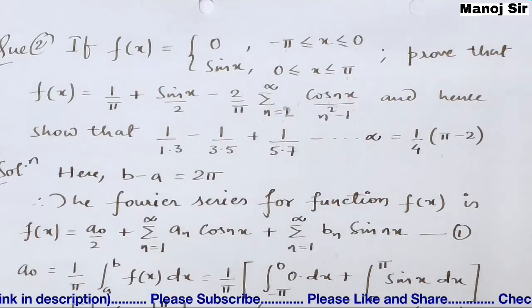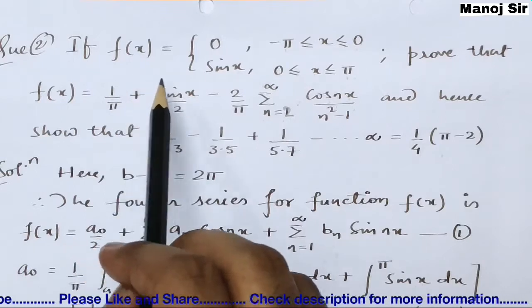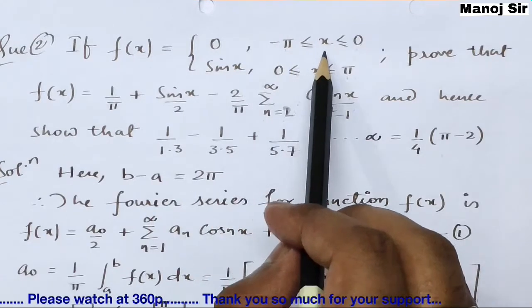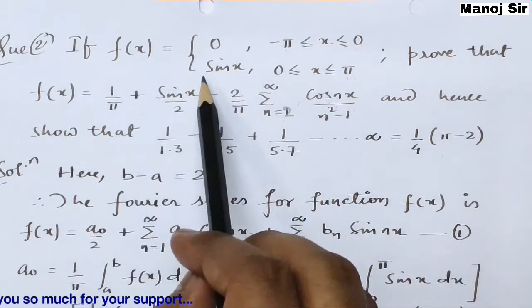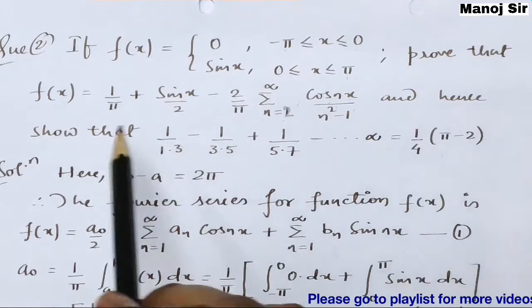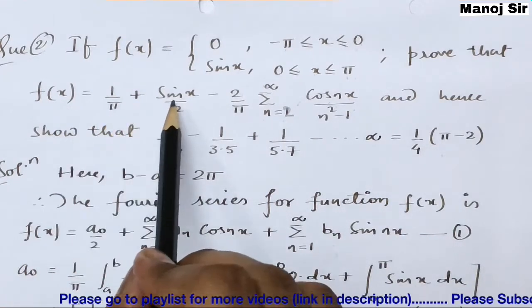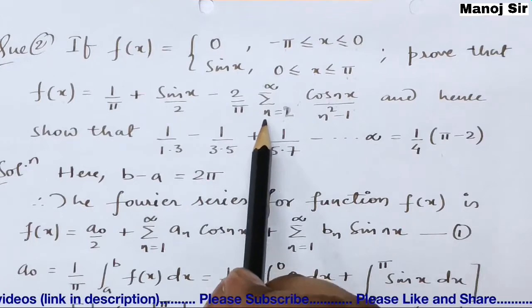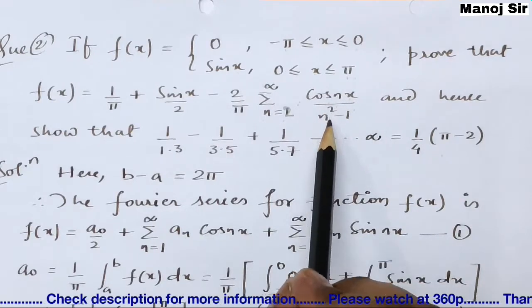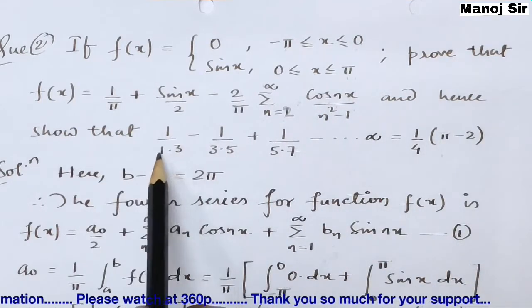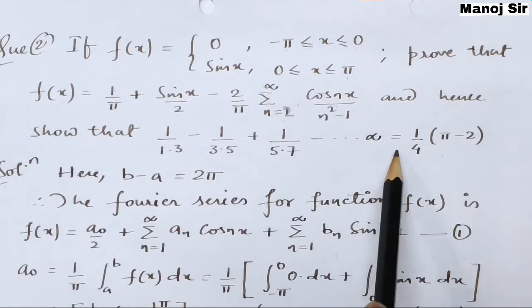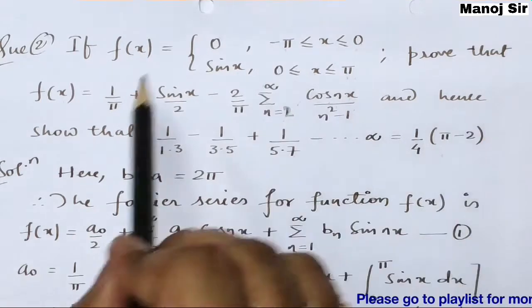Let us try to solve this problem. The question says if f of x equals, yes, here we have two functions: 0 when x varies from minus pi to 0, and sine x when the limit is from 0 to pi. Hence prove that f of x equals 1 upon pi plus sine x upon 2 minus 2 upon pi summation n equals 2 to infinity cos nx upon n square minus 1, and hence show that 1 upon 1 into 3 minus 1 upon 3 into 5 plus 1 upon 5 into 7 minus dot dot dot equals 1 upon 4 pi minus 2. This is my problem.